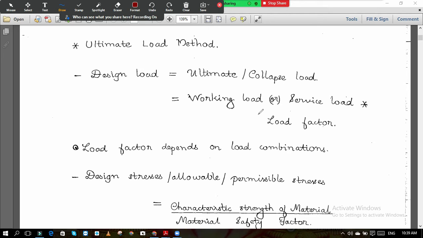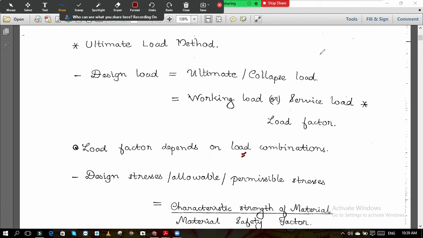In the working stress method we used to call it a factor of safety. There we keep the factor of safety for the stress. We consider the stresses in the material. Here we keep the factor of safety for load, so it is called the load factor. Okay, please understand the difference between this. So this is called load factor, and this load factor depends upon the load combinations.